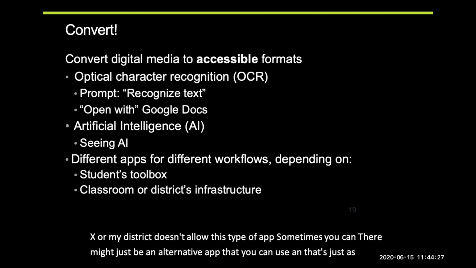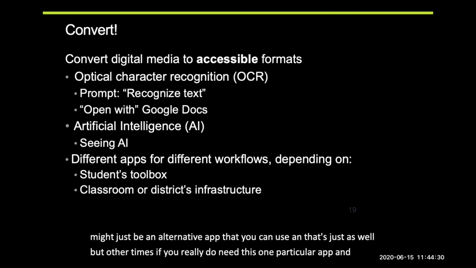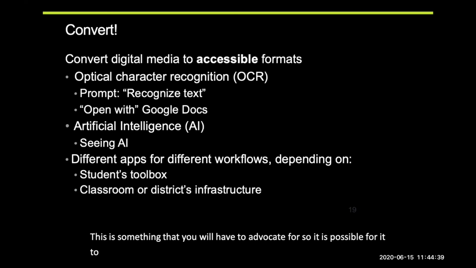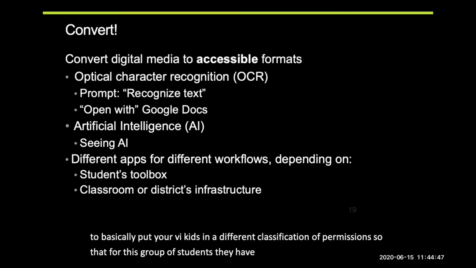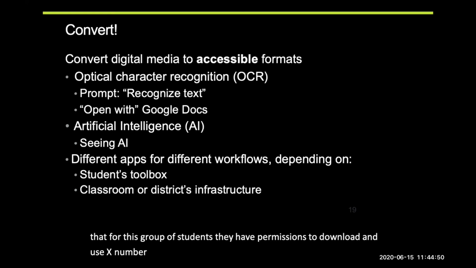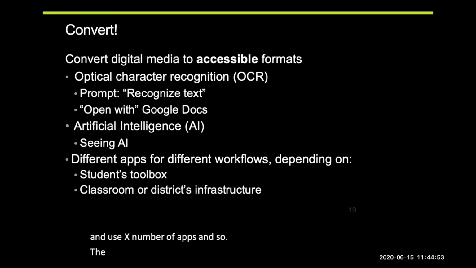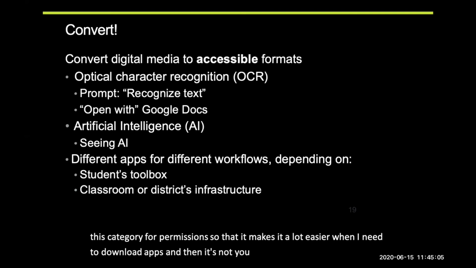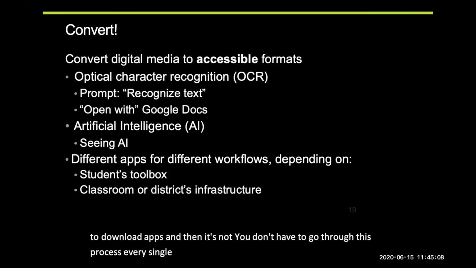But other times, if you really do need this one particular app and there is no alternative, this is something that you will have to advocate for. It is possible for IT to put your VI kids in a different classification of permissions, so that this group of students has permissions to download and use a number of apps. The best strategy I found is to ask for all of the VI kids to be put in this category, so it's a lot easier when I need to download apps, and you don't have to go through this process every single time with every single VI student.